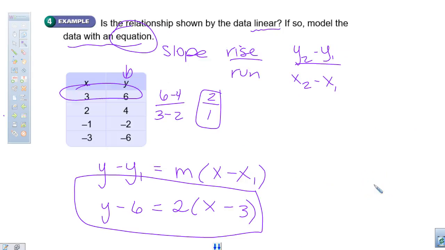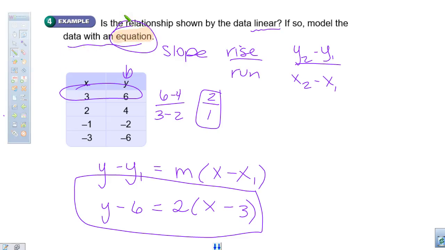All right, so you can see an example 4 here. I made a bit of a mistake. I forgot to erase this when I printed these, so you already have this written in. What I'm going to do right now is just go through and explain where I got each of these pieces from. So example 4 wants to know, is the relationship shown by the data linear? If so, model the data with an equation.